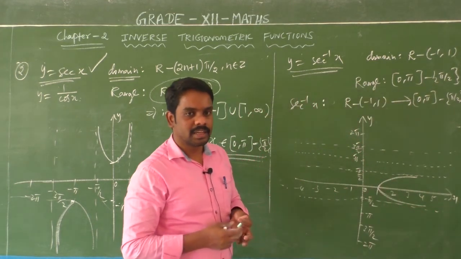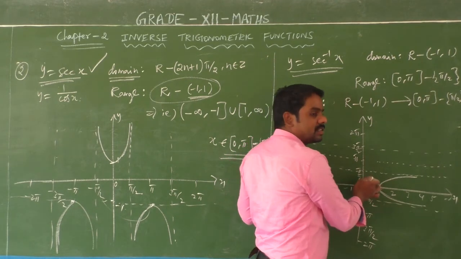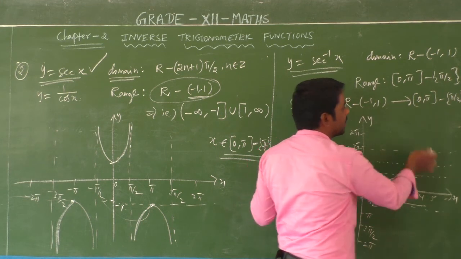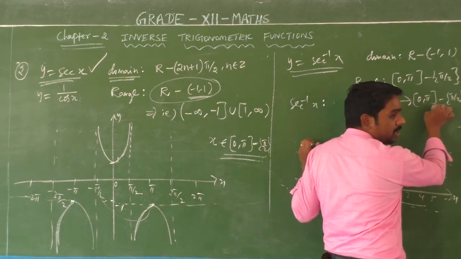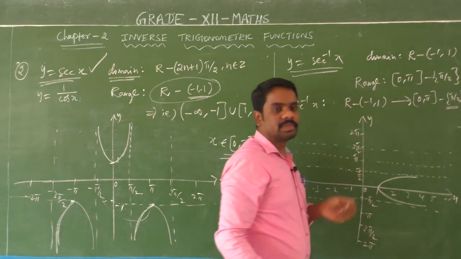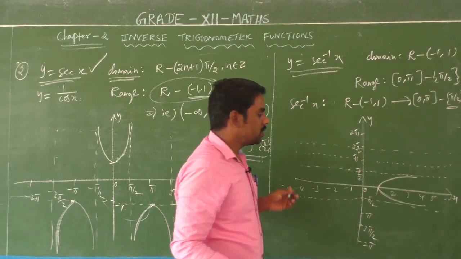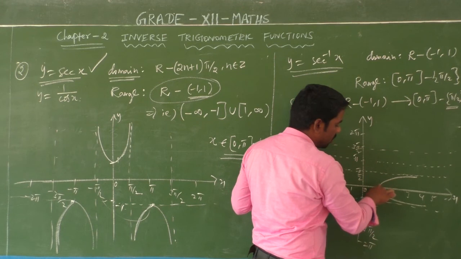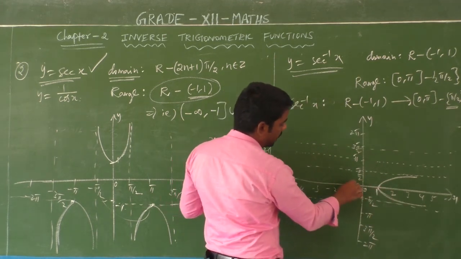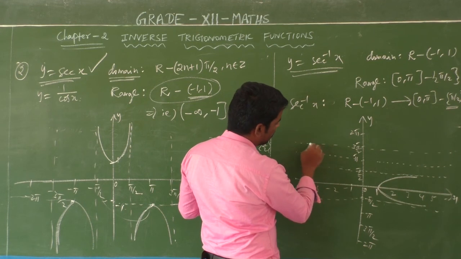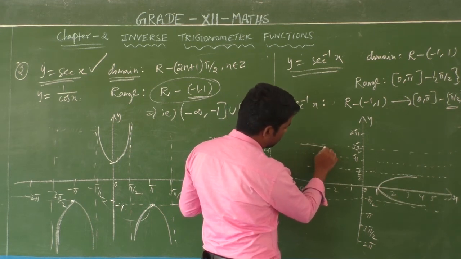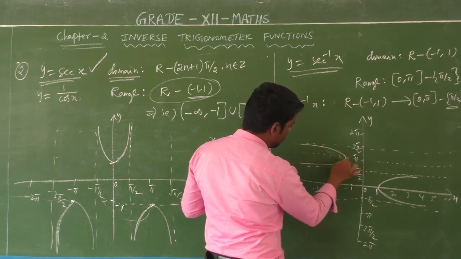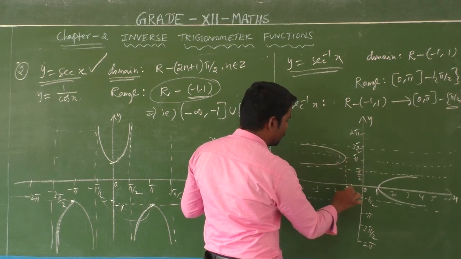Secant inverse x. This curve does not meet at y equal to pi by 2. Why, sir? The range of this function is 0 comma pi except pi by 2, so this curve does not meet at y equal to pi by 2. This is 1, this is minus 1.